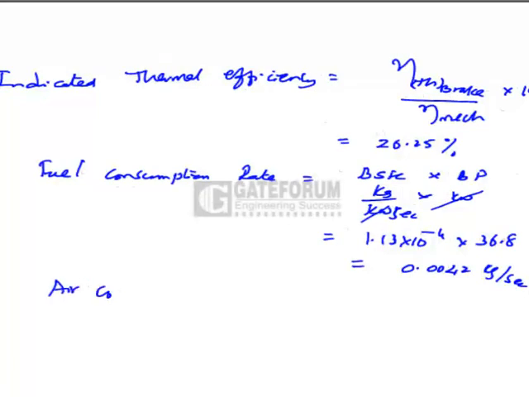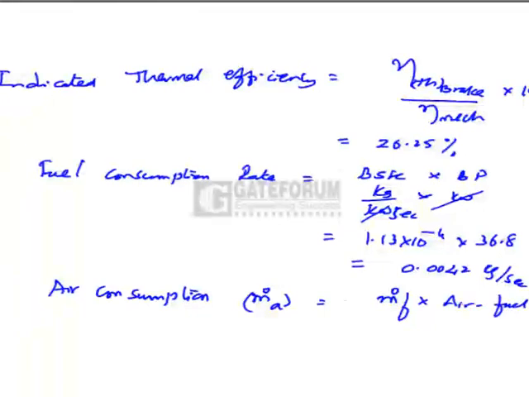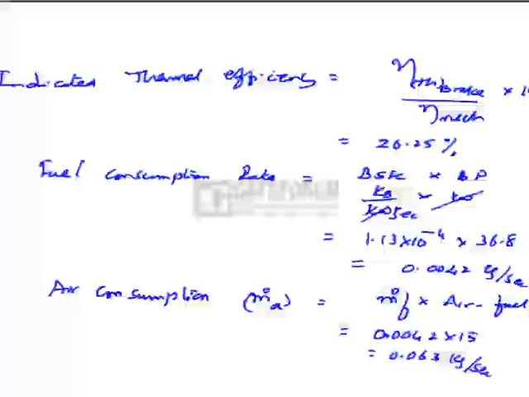Air consumption in kg per second could be calculated as the mass consumption rate of the fuel into air fuel ratio, which comes to 0.0042 into 15, that is 0.063 kg per second. This is the air consumption rate by the engine.